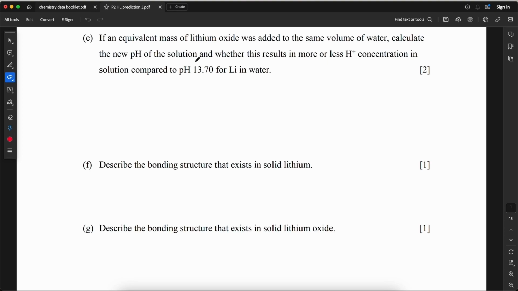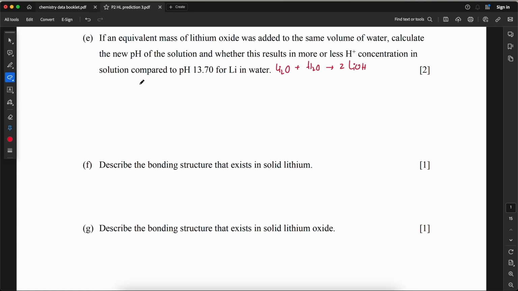If an equivalent mass of lithium oxide was added to the same volume of water, calculate the new pH of the solution and whether this results in more or less H plus concentration in solution compared to pH 13.70 for Li in water. So when lithium oxide is dissolved in water, it will produce lithium hydroxide. So now the mass of lithium is the same with lithium oxide, because equivalent mass, right, to the same volume of water.